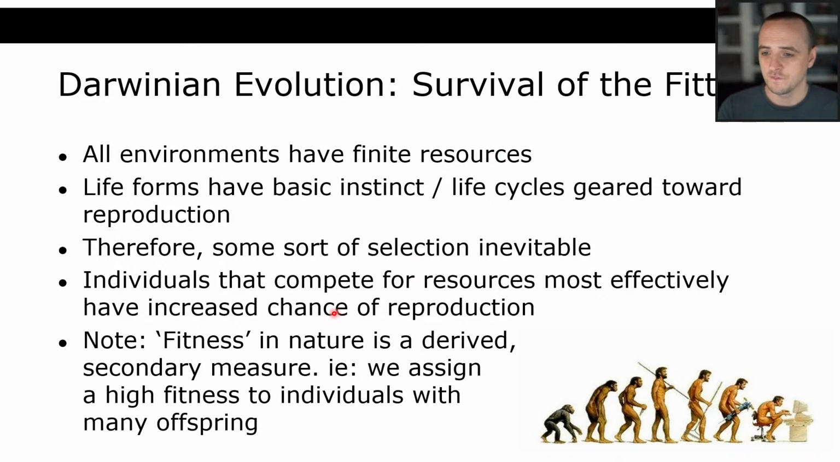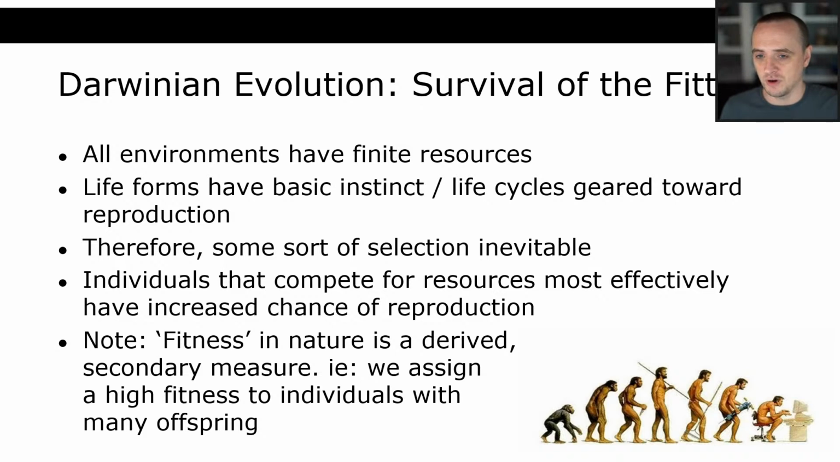So, fitness in nature is a derived secondary measure. Okay, so this is going to be an important concept. So, if you think about it, we might have an intuitive notion of what a fit individual is, right? So if we think about humans, maybe we're thinking about like someone in the Olympics, right? Or if we think about an animal, maybe we're talking about like a fast animal. But this sort of fitness is something that we are thinking about when it comes to animals, when in reality, the real fitness measure is just who reproduces the most.